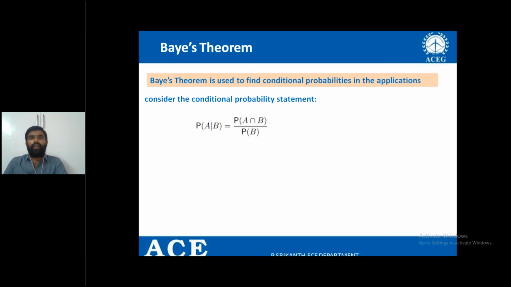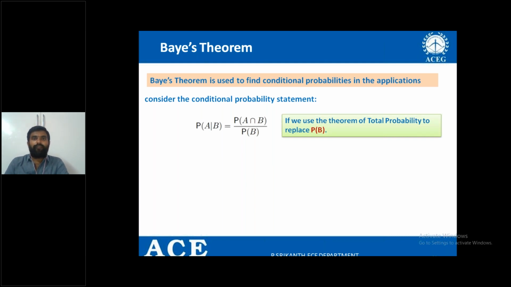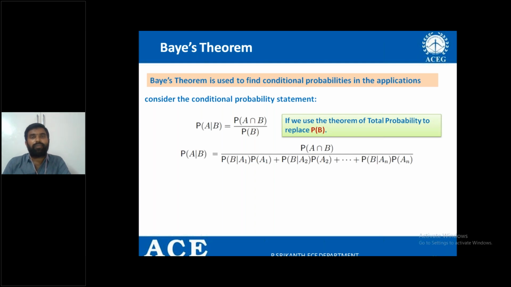Let me take the same equation here. P of A given B equal to P of A intersection B by P of B, right? And if we use the theorem of total probability to replace B, which we have just read, P of B can be written as P of B given A1 into P of A1, plus P of B given A2 into P of A2, plus up to P of B given An into P of An.